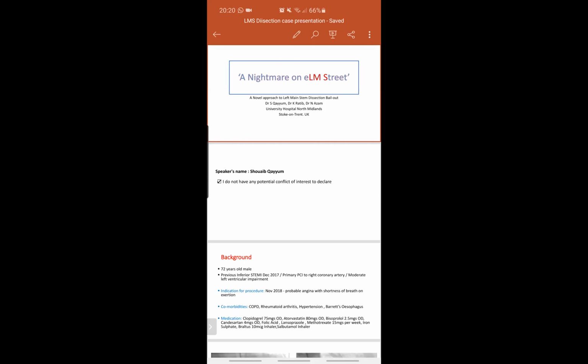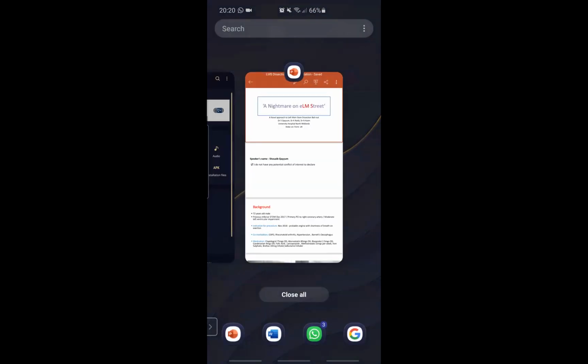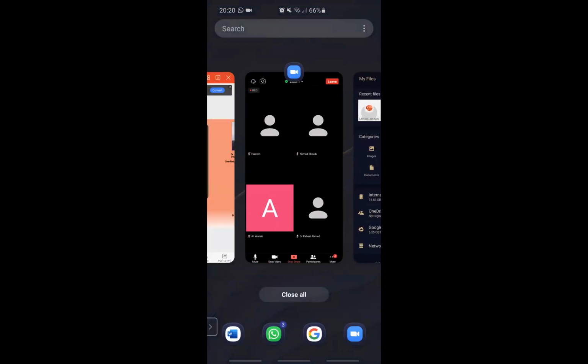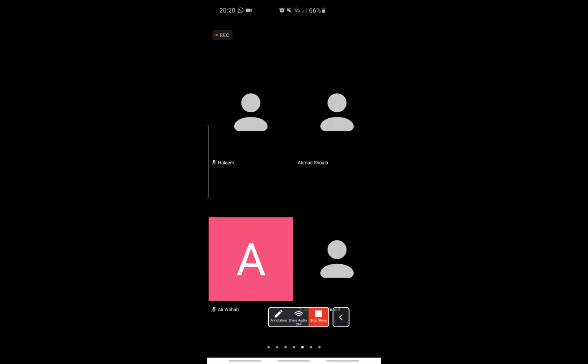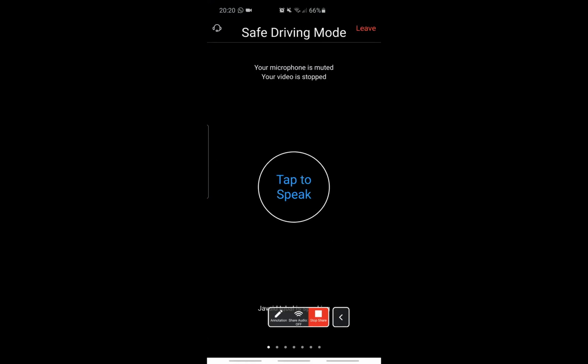Shoaib, you did extremely well, and the final outcome was excellent, and really, a dying patient was saved. Excellent. Yeah, if you can stop sharing. His angina settled.